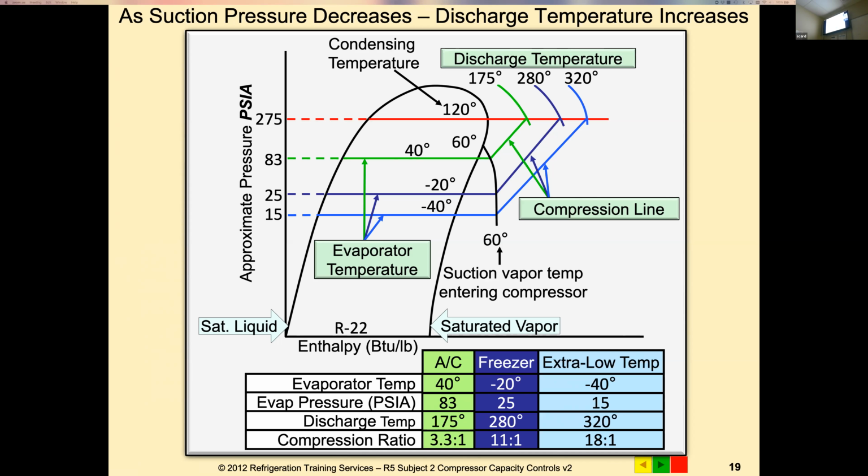Do you have any questions on that? That's kind of like the same thing you were showing us on the previous chart, right? Where if it's at -40, you're going up to 320 degrees.